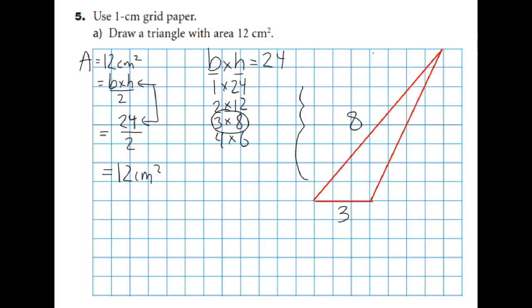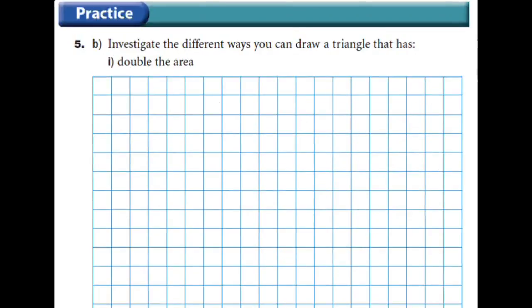And I'm going to draw that with a blue line to represent the height in this case. Okay, so there we go. That's an example of a triangle with an area of 12, and that's for 5A. Let's go to the next page.